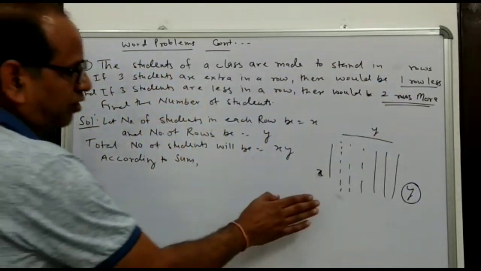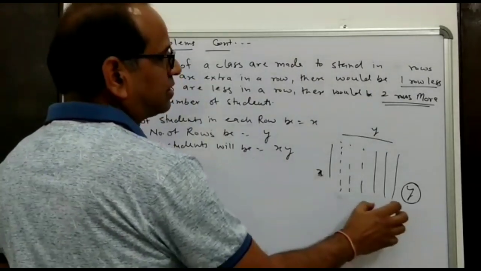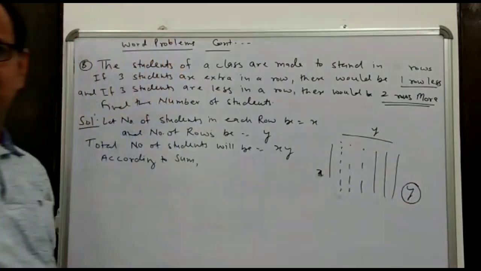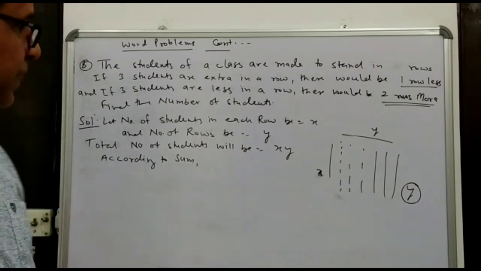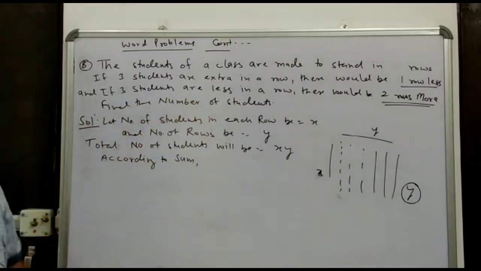That is, from all the rows, if we pick up 3 students, then we have to make how many extra rows? 2 more rows we have to make. Then we have to find how many students are there in the class. So this is the problem.